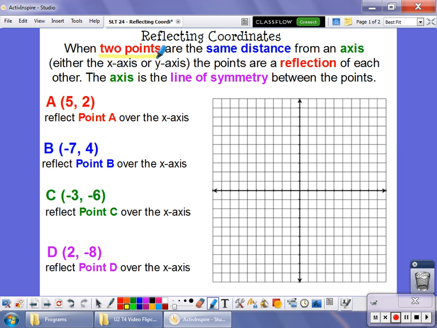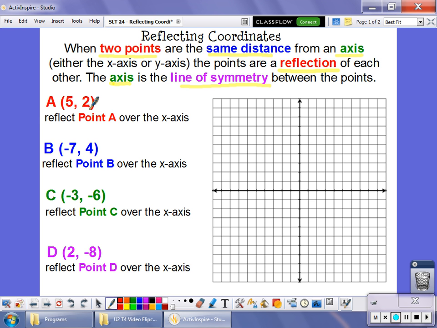When 2 points are the same distance from an axis, either the x-axis or the y-axis, the points are a reflection of each other, and the axis is the line of symmetry between the points. So what you'll see is some directions like this where it will give you a certain point. In this case, we have point A.